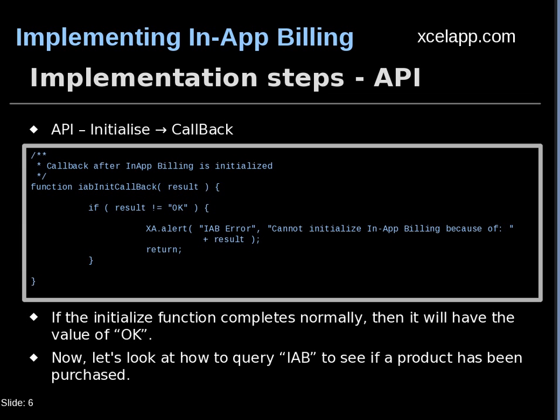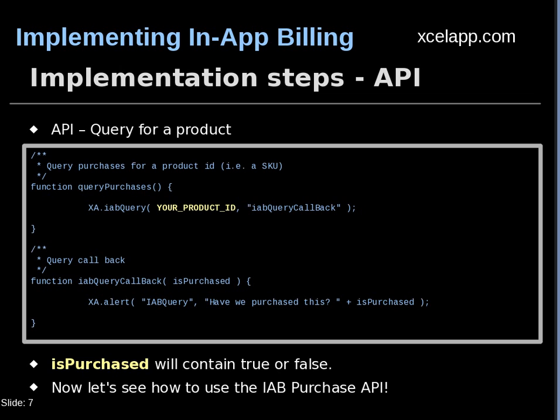Now let's look at how to query IAB to see if a product has been purchased. Here we're going to query for a product. I've got a little JavaScript function here, and this code is all available on xcelapp in the demo. This is from the demo app itself. So here's a JavaScript function called queryPurchases. The API we're using is IAB query.